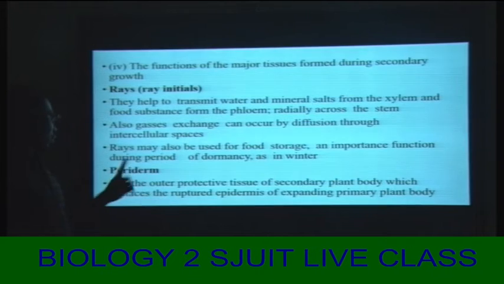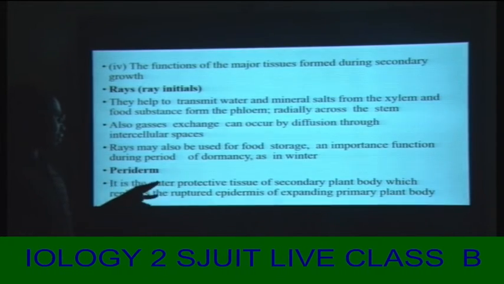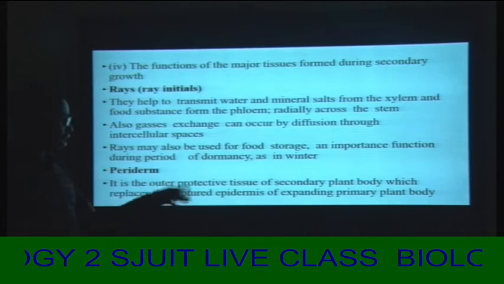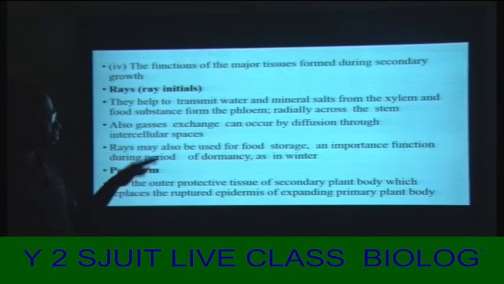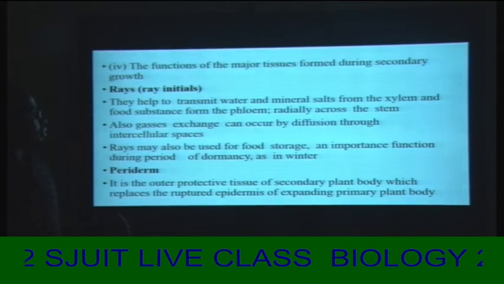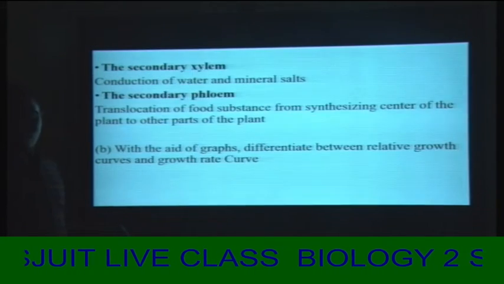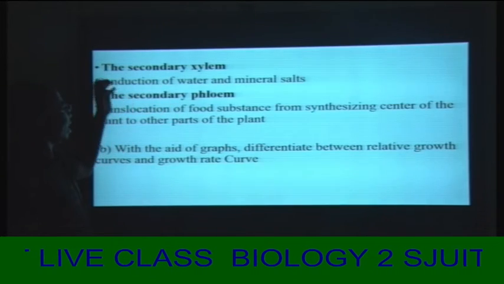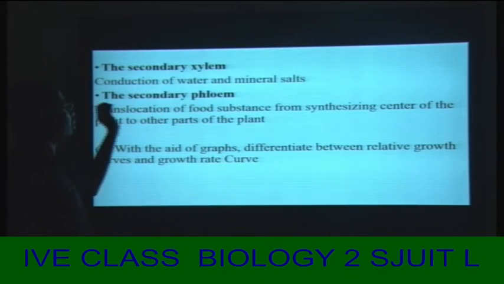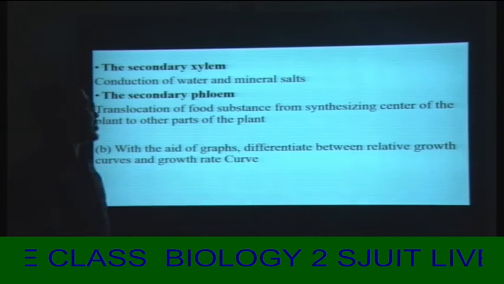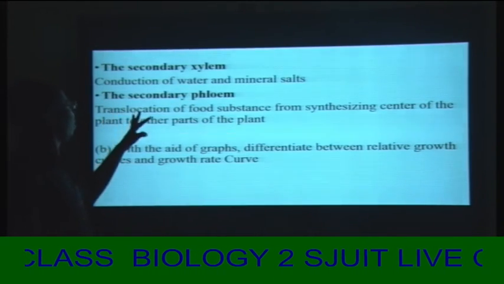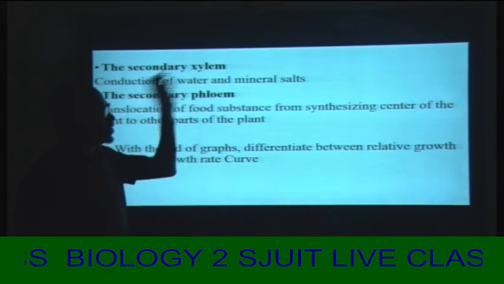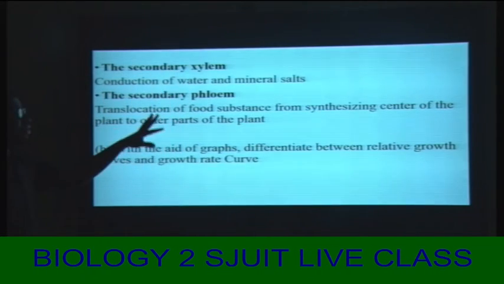The other tissue is the periderm. The periderm is the outer protective tissue of the secondary plant body, which replaces the ruptured epidermis of the expanding primary plant body. And the last is the secondary xylem, which acts as a conductor of water and mineral salts from the roots to the other parts of the plant. The secondary phloem translocates food substances, the food manufactured in the leaves, to the other parts of the plant.